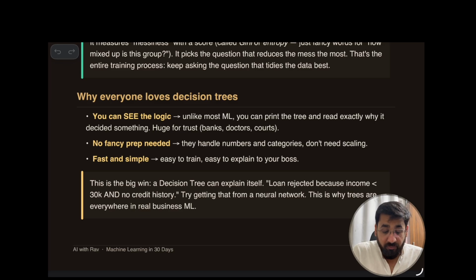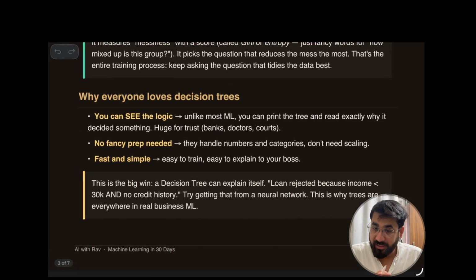And there is no fancy prep needed. Directly you can do that. It's very simple, and fast and simple, as I mentioned. So that's it. And it has an example: if I ask you, should I reject or accept this loan, and you say no, it is rejected. Now your boss will ask why you rejected it, what is the logic. You can directly print and show him that this is the logic: his earning is less than 30,000 and he has no credit history. So it creates accountability.